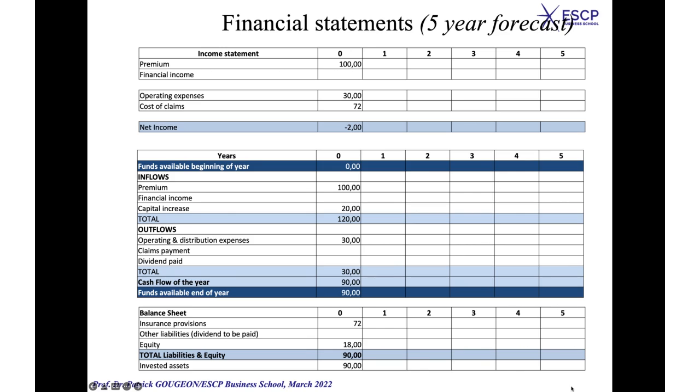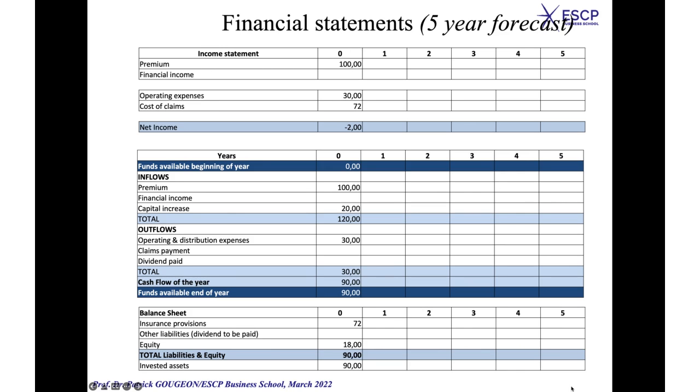And as we said, the operating expenses will be 30% of that. And the cost of claims, because the loss ratio is 72% of premiums, then the cost of claims will be 72. That is the income statement for year 0. As you can see, we have a net income which is negative, -2, because if you look at all the costs, all expenses, it corresponds to 102, whereas we only have 100 of premiums.